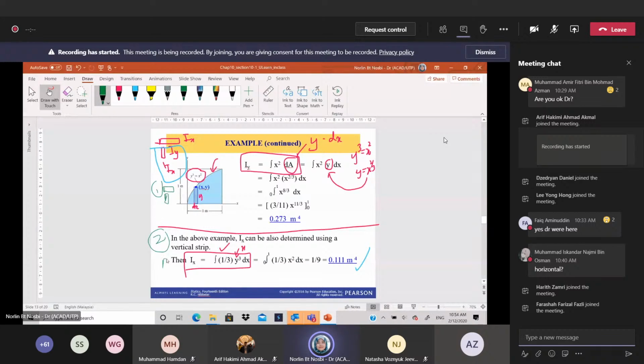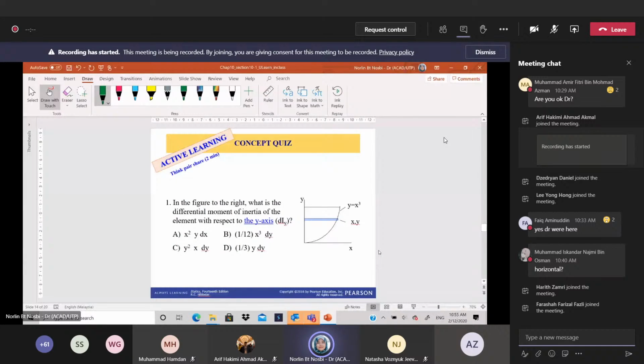Now I would like you all to do this quiz. In this figure, you can see the right one here. What is the differential moment of inertia of the element with respect to y-axis? So you can see here, it is horizontal. So what is the answer? I will give you 2 minutes. Try to think.